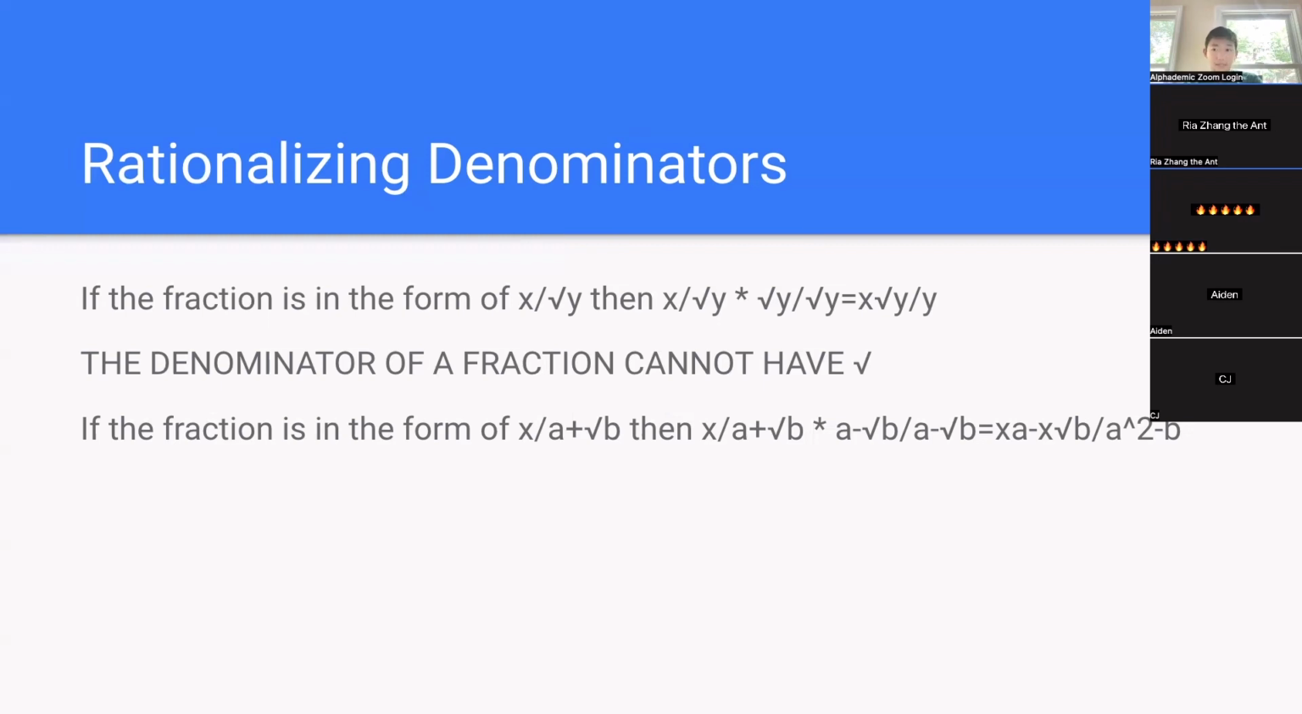And then, tying in what we learned last class, I believe, talking about conjugates. If the fraction is in the form of x divided by a plus root b, then you would take the conjugate of it, and the conjugate of a plus root b is a minus root b. You flip the symbol, and then you have a minus root b divided by a minus root b, which is just equal to 1. Multiply, you get ax minus x root b divided by a squared minus b. So then voila, the denominator does not have any square roots in it.